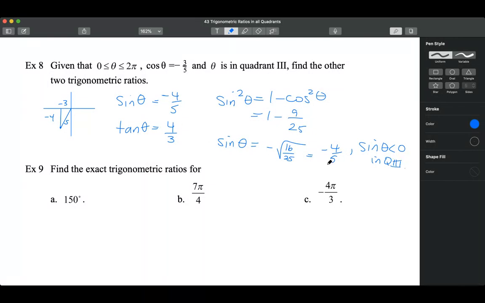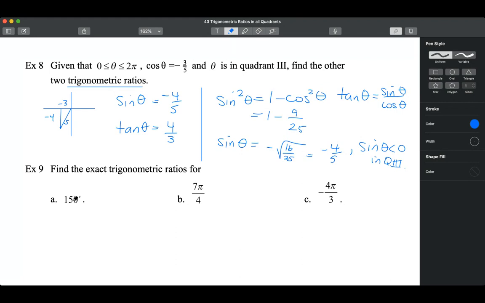Then once I have my sine value, I could do my tan identity, that tan theta is sine theta over cos theta. So you're applying these sort of ideas, either one of these methods of solving, when you're asked to find the trig ratios as opposed to the angle.